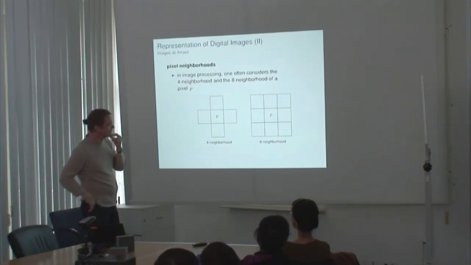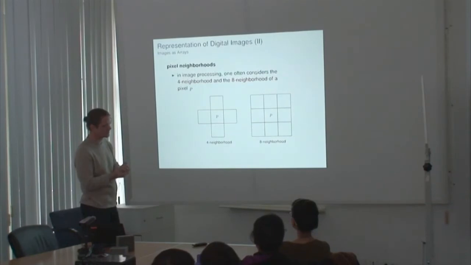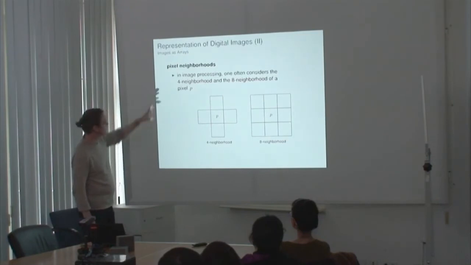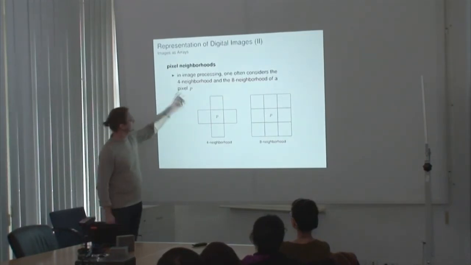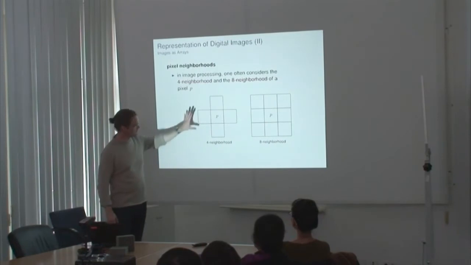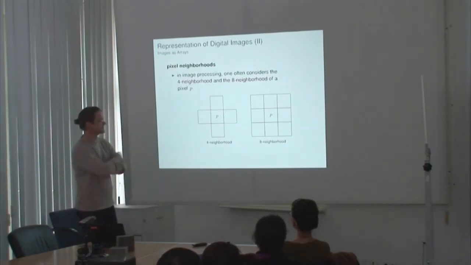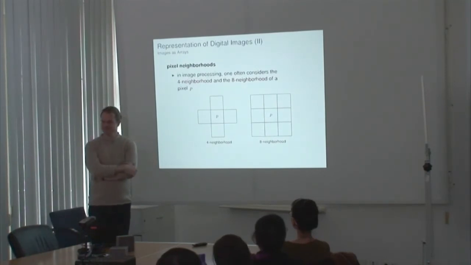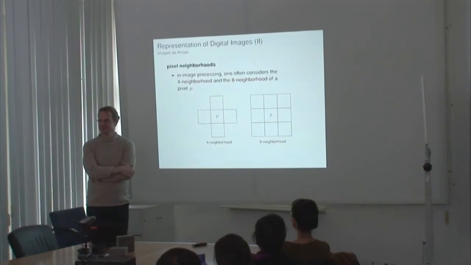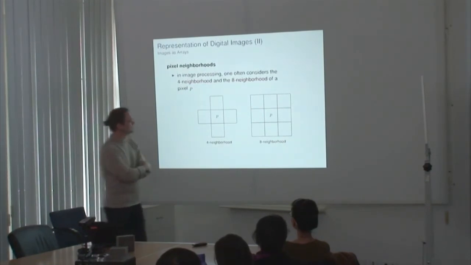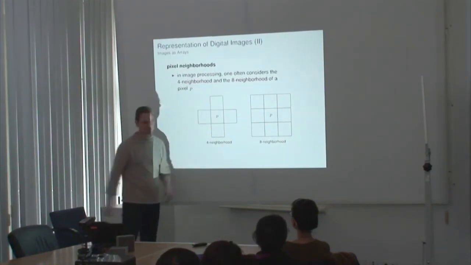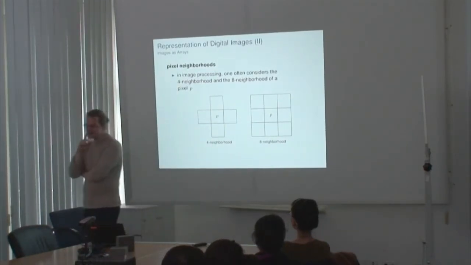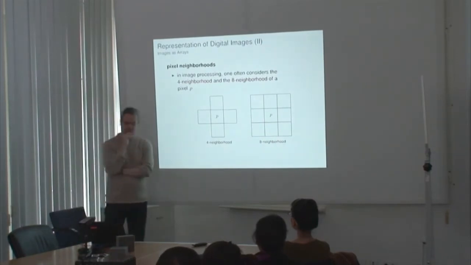And there are two common definitions of what it means to be a neighbor of a pixel P. One of them is the 4 neighborhood. This is illustrated here. And the other is the 8 neighborhood. You can all see the difference between the 4 and 8 neighborhood. What is the difference? Well, here we have just 4 pixels we consider as neighbors, and here we have 8. Why would we distinguish between these two cases?